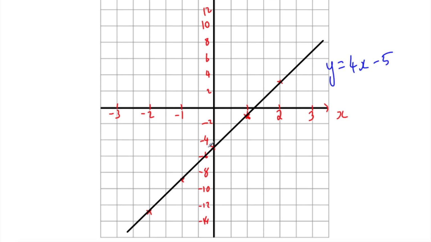And let's just check that. It crosses the y-axis at -5, fantastic. And as we go across 1 unit to here, we go up 4 to -1. We go across 1 unit, we go up 4 to 3 and so on. So that's the line y equals 4x minus 5. And if you got that, well done. Okay, next question.